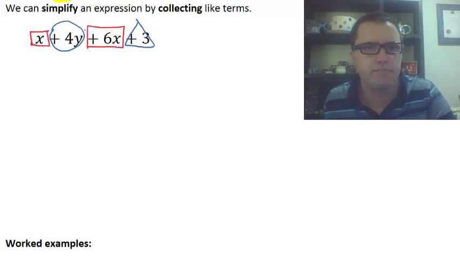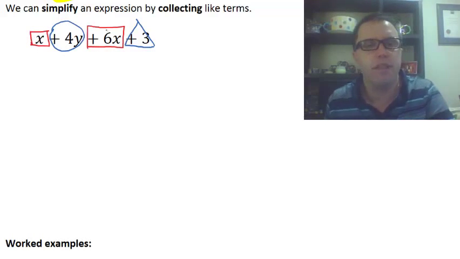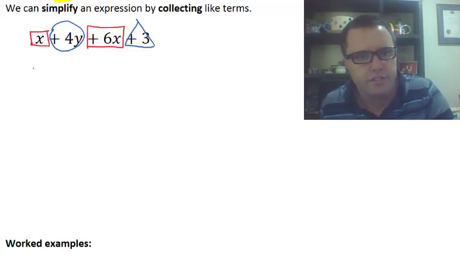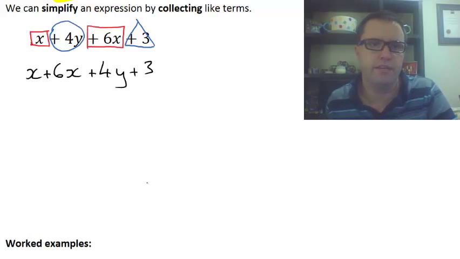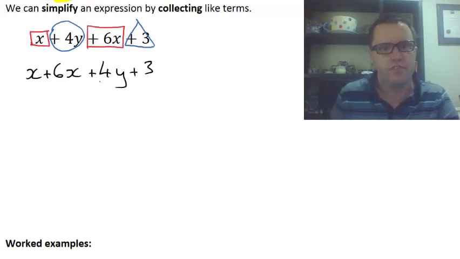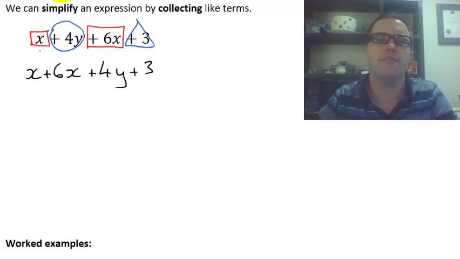Alright, so I'm allowed to move this plus 6x wherever I want, as long as the plus stays with the front of it there. So I'm going to move it next to the x at the front. So I'm going to have x plus 6x plus 4y plus 3. Okay? Right. Now that I've grouped that all together, they're all sitting next to each other, so it's a lot easier to understand what's going on.